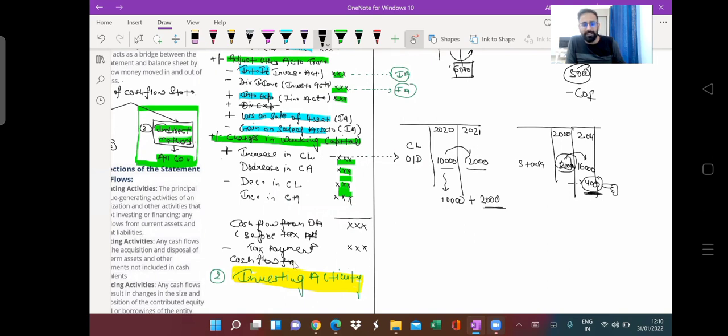Further, we will take cases and examples, and we will discuss investing and financing activity in coming time.